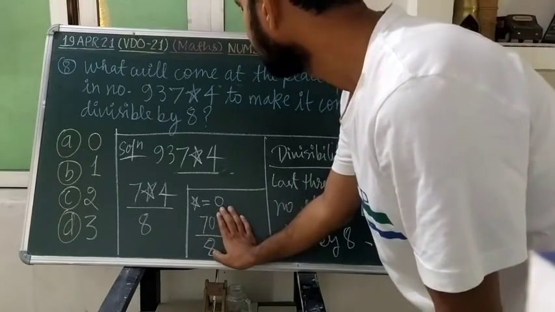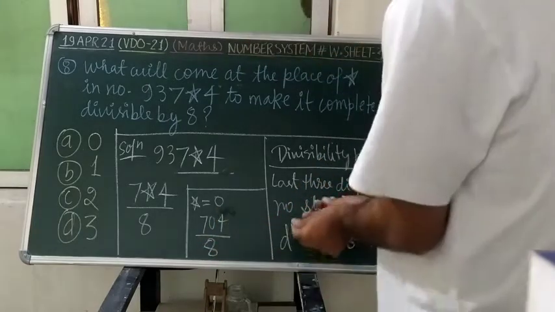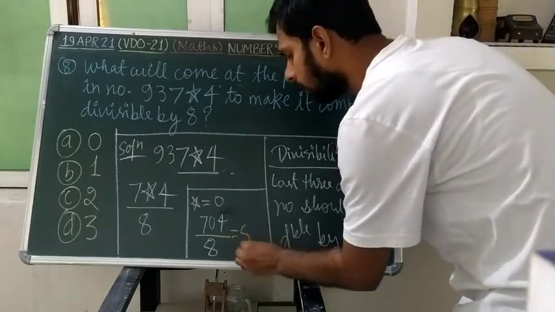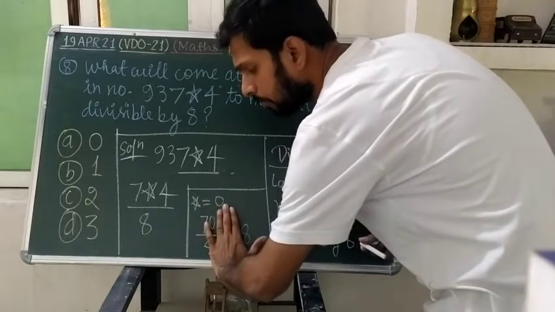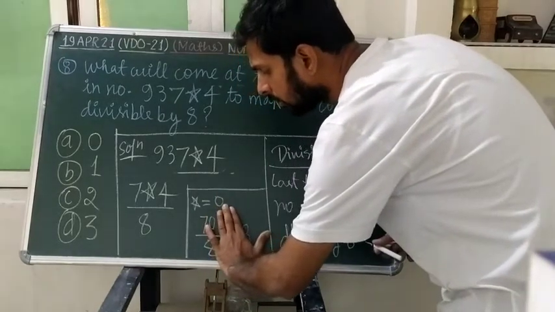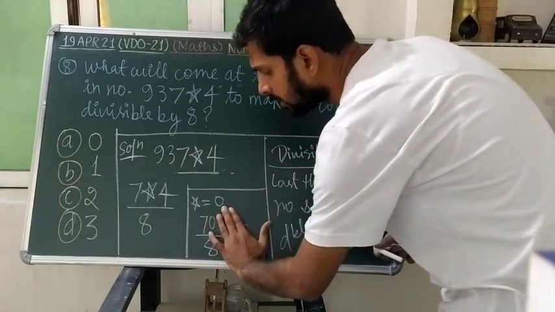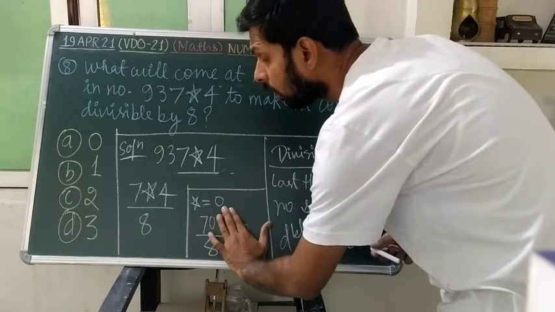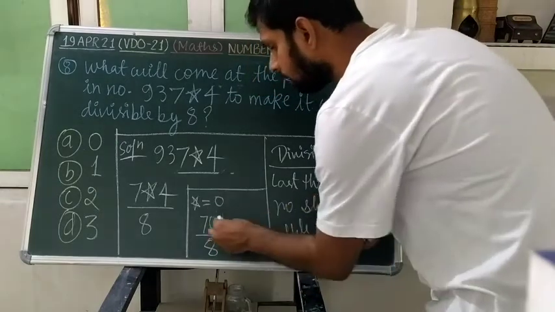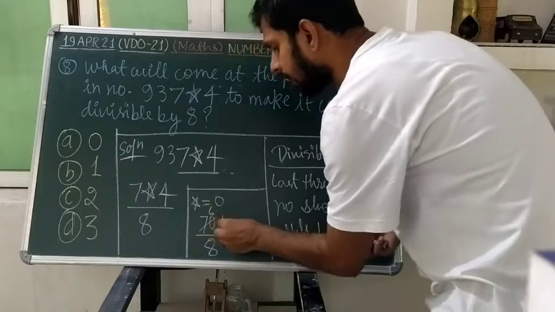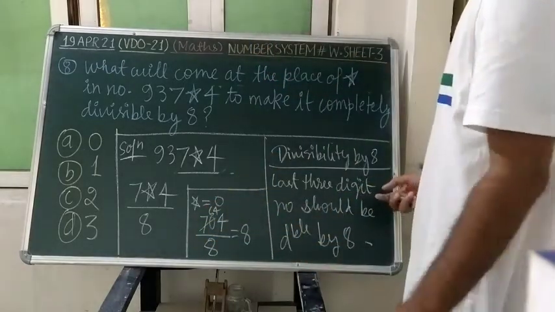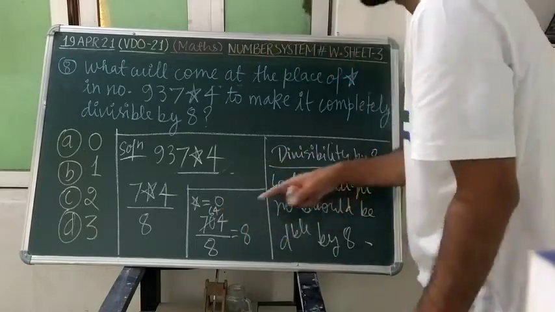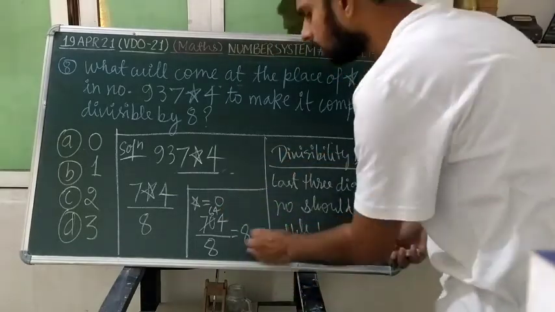How many times will we go? 8 times we will go. So after making it 8 times, this 64 will come, and 70 minus 64 will give us what? 6. So 6 I will write here. This 4 will come down, making it 64. Then again it will go 8 times.